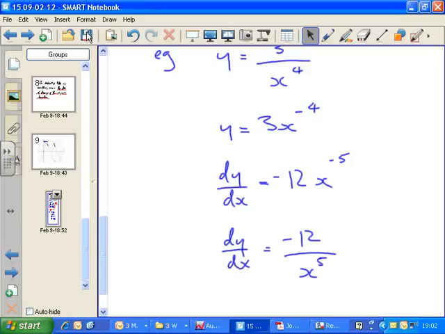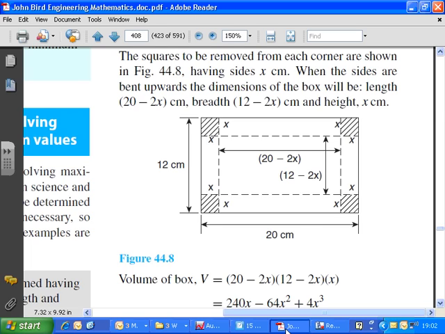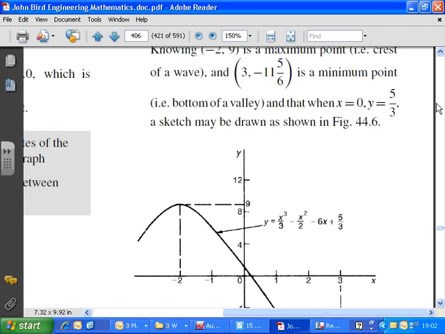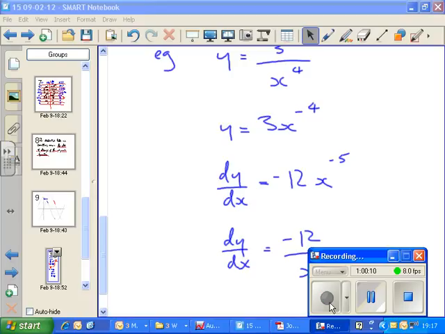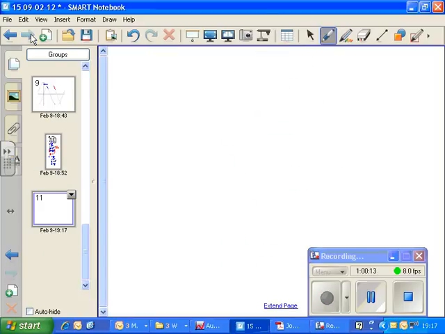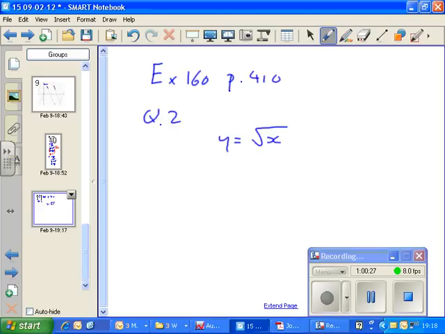Right. Now, in the textbook, you need your textbook, so let me just pause this. Right. Okay. So, exercise 160, page 410, question number 2, which is y equals square root of x. Agreed? Okay. Using the laws of indices, that is a 2 and that's a 1, because by convention we don't bother to put the 2 in for a square root and we don't bother to put the 1 for x to the power 1. So using the laws of indices, y equals x to the half.